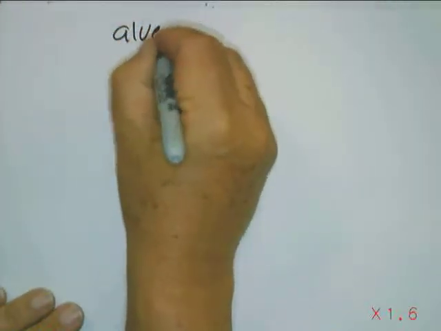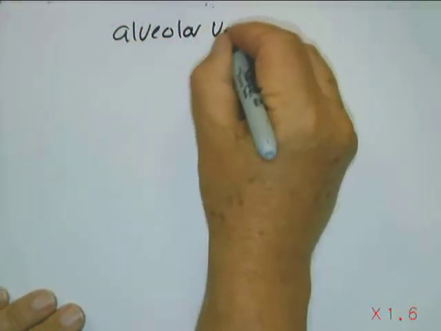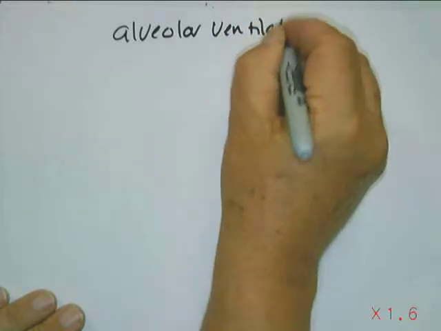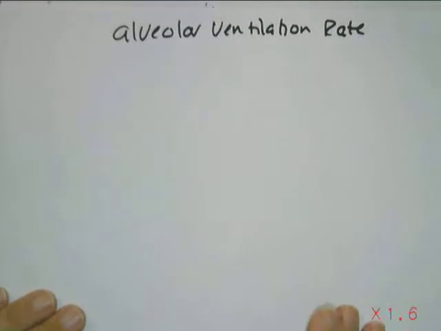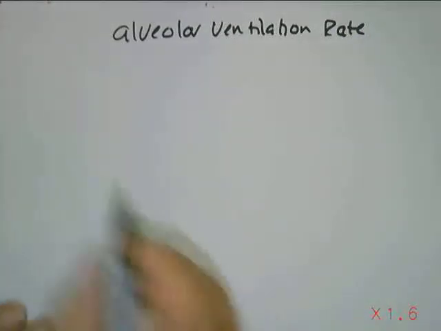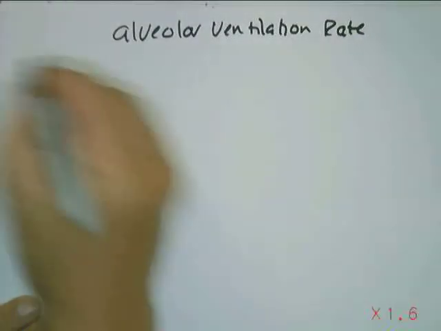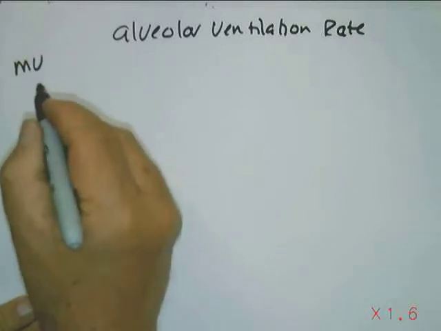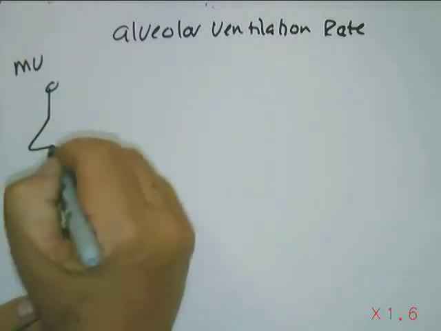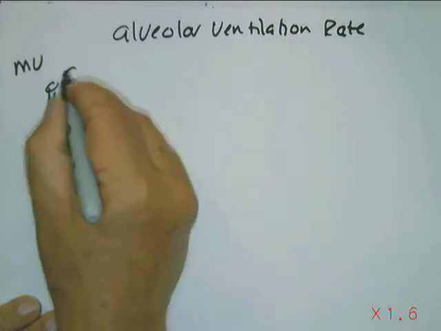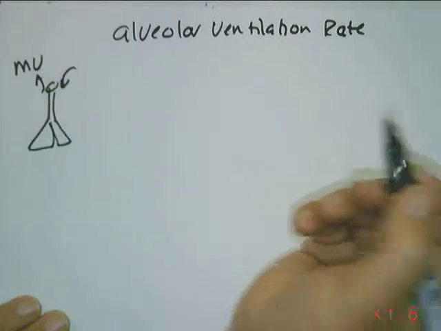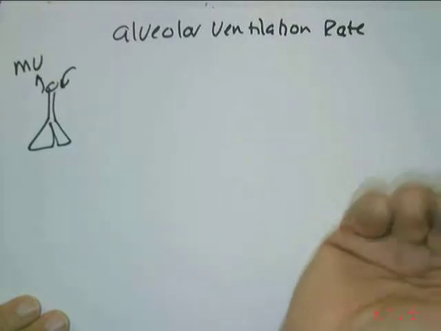The alveolar ventilation rate is a bit different. Whereas in the minute ventilation, we just wanted to find out how much air would come in and leave during the respiratory cycles for a minute.